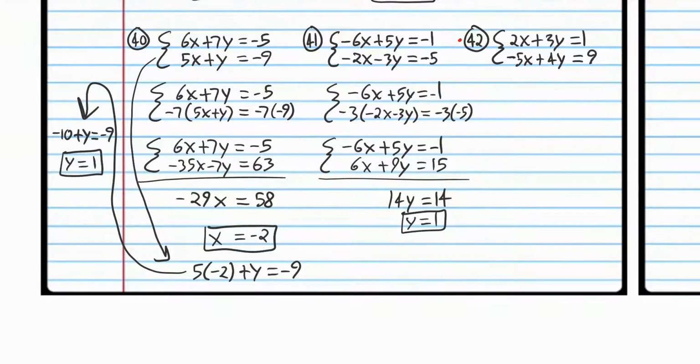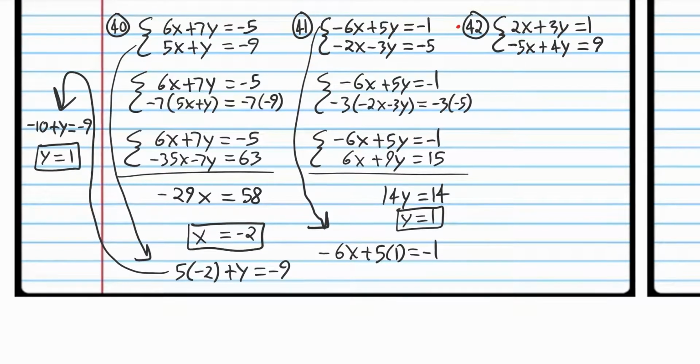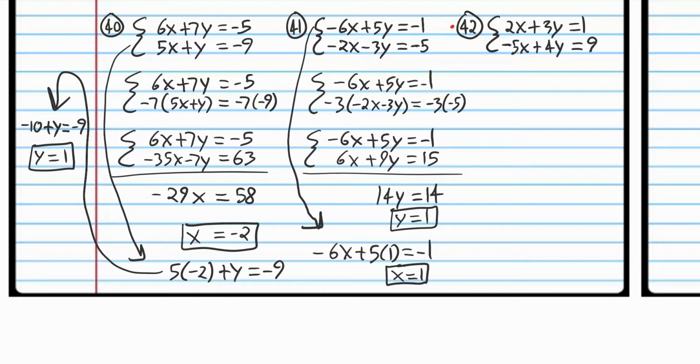And I'm going to use the top equation. -6x plus 5 times 1 is equal to -1. And I don't have much room, so I'm just going to do that in my head, and we end up with x is equal to 1. So if you got 1 and 1, good job.